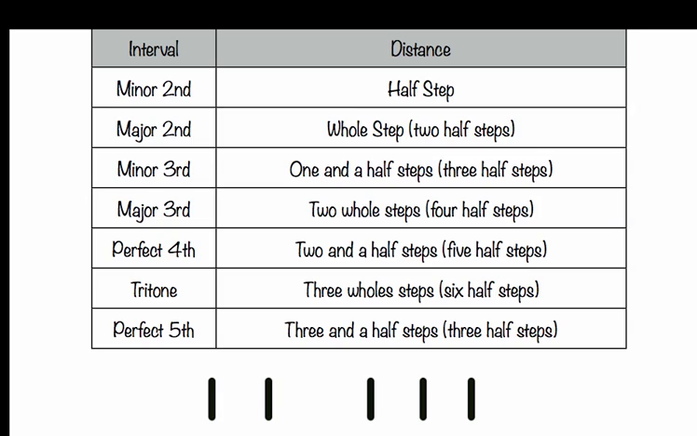A perfect fourth is 2.5 steps, C to F. 2.5 steps. And a perfect fifth is 3.5 steps. 1, 2, 2.5, 3.5.